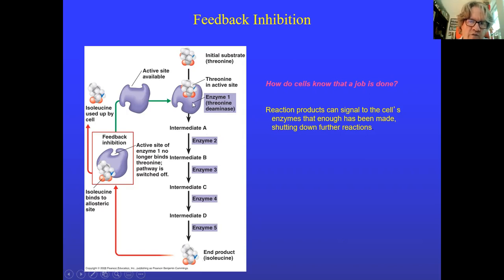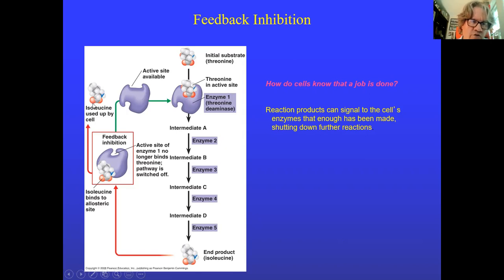Now, the way this has actually evolved is that isoleucine can feed back on this first enzyme, enzyme 1, threonine deaminase, and interact with an allosteric site to force the enzyme into an inactive form. So it shuts this off, this process no longer goes forward, and you don't make any more isoleucine.